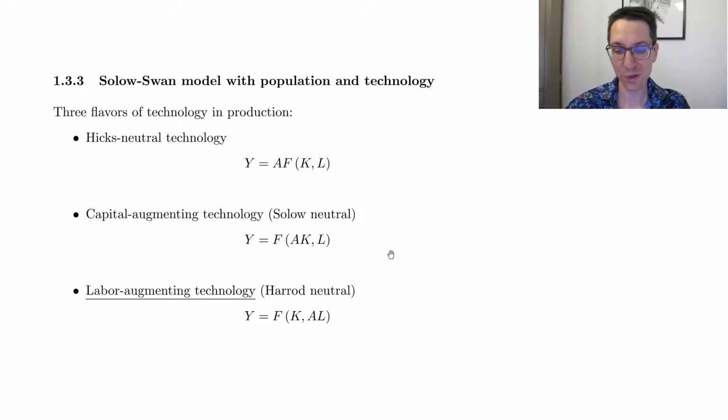Just before, one thing we have to keep in mind is that F still has its property of having constant returns to scale. If you multiply K and L by some constant, then it's like multiplying A F of K, L by this constant. So here, for instance, in that version, F would have constant returns to scale with respect to AK and L. And here it would have constant returns to scale with respect to K and AL, but not the 3 of them. Otherwise, it's not constant returns to scale anymore.